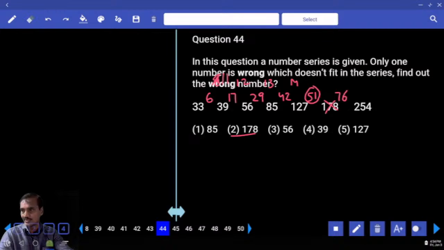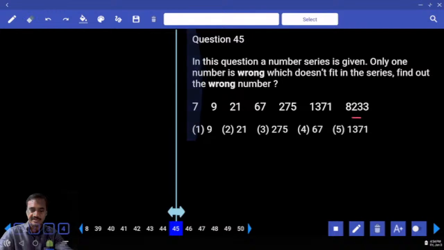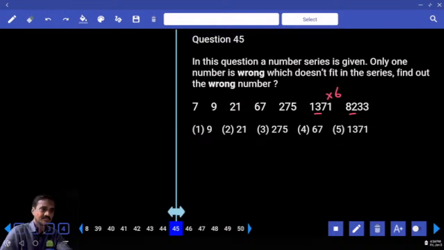44. Then 45, 7, 9. Now here, numbers starting with 7 and increased up to 8233. Numbers are increasing at a very faster rate. Must be under product or combination. Then here, 1382, how many times does 1382 go, tell me? 13 into 6 times, right. 13 into 6, how much? 78. Isn't it? And almost into 6.